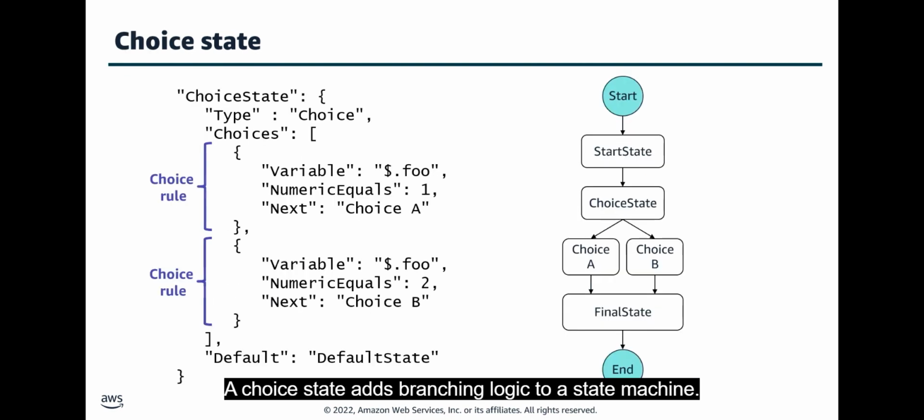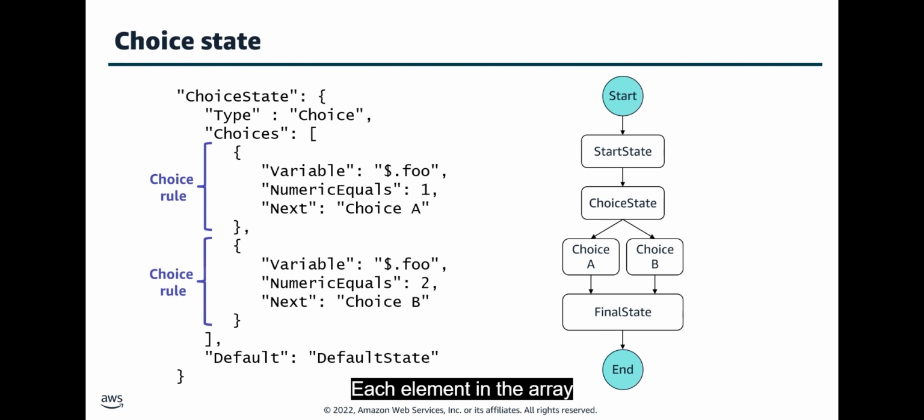A choice state adds branching logic to a state machine. A choice state must have a choices field whose value is a non-empty array. Each element in the array is an object called a choice rule. A choice rule contains the comparison field and the next field.